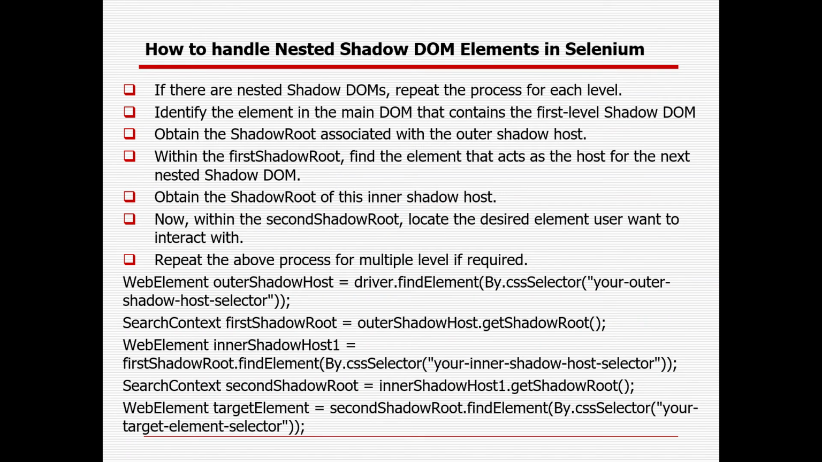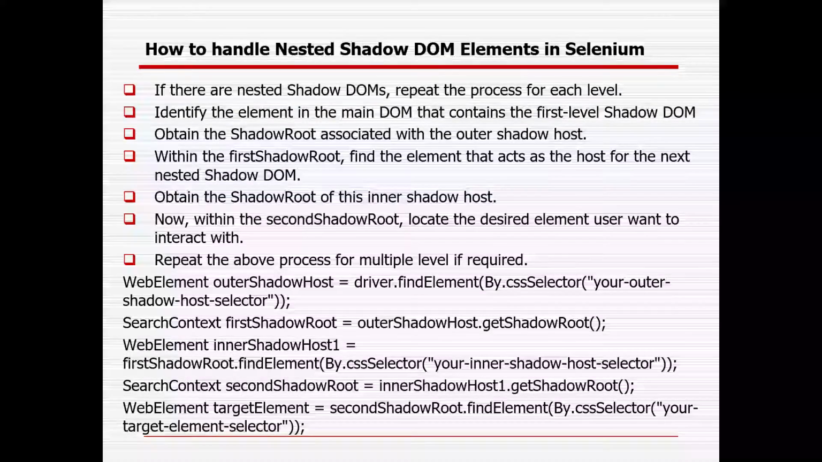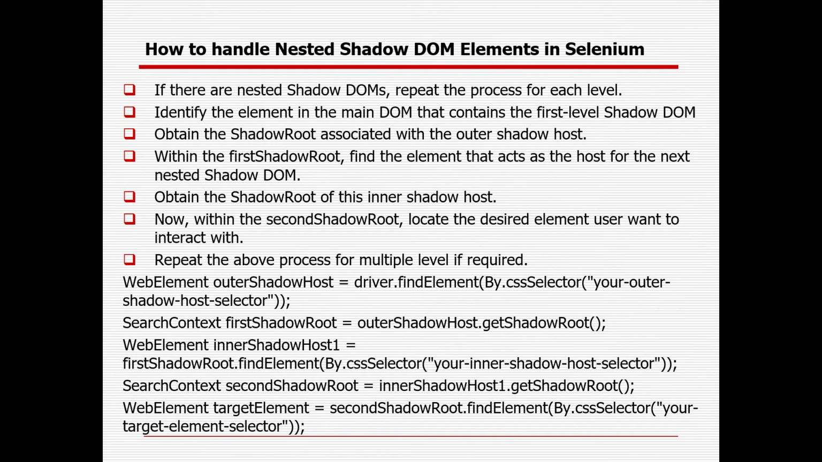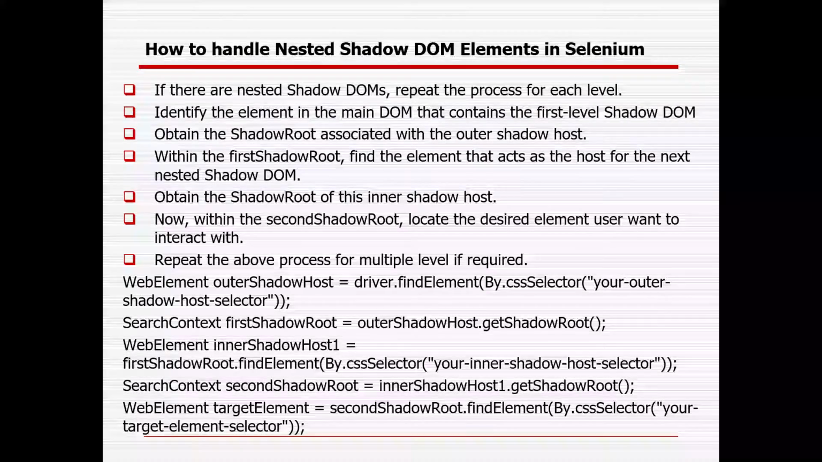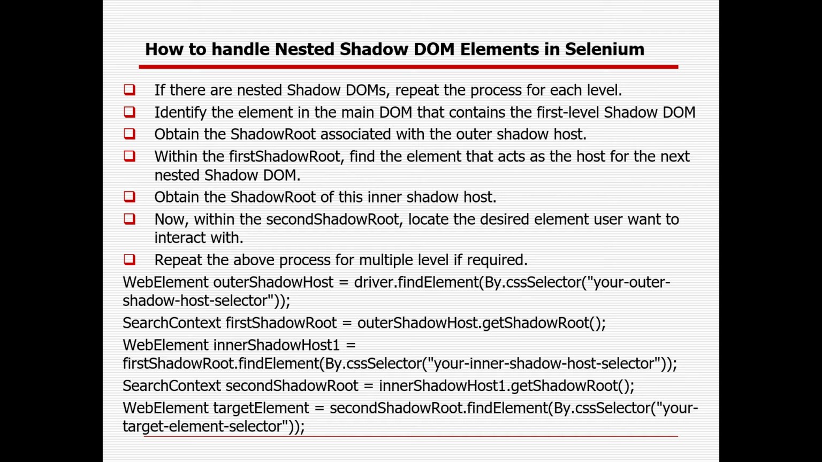Identify the element in the main DOM that contains the first level shadow DOM. Obtain the shadow root associated with the outer shadow host. Within the first shadow root, find the element that acts as the host for the next nested shadow DOM. Obtain the shadow root of this inner shadow host. Now, within the second shadow root, locate the desired element the user wants to interact with. Repeat the above process in case multiple levels are there, and go to the target element, which is your end result. After that, identify the target element, store it in some web element, and then call the relevant operations from the WebDriver.